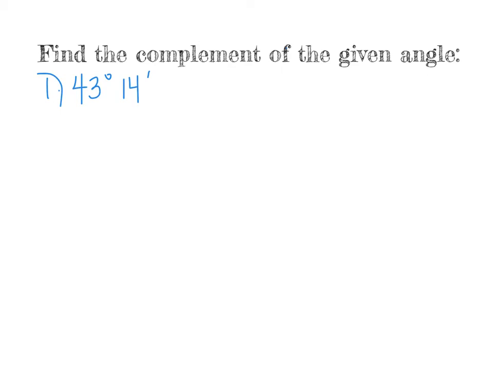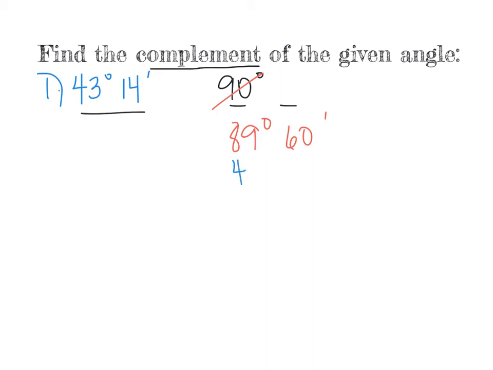For the next example, we're going to find the complement of 43 degrees and 14 minutes. So we know when we want to find the complement, we have to subtract from 90 degrees. So 90 degrees. We want to subtract this 43 degrees and 14 minutes. But first, let's go ahead and borrow so we have degrees and minutes for our 90 degrees. So we're going to borrow from our 90, and it's going to become 89 degrees so that we can have 60 minutes. And then we'll just subtract our 43 degrees and 14 minutes from that to get the complement.